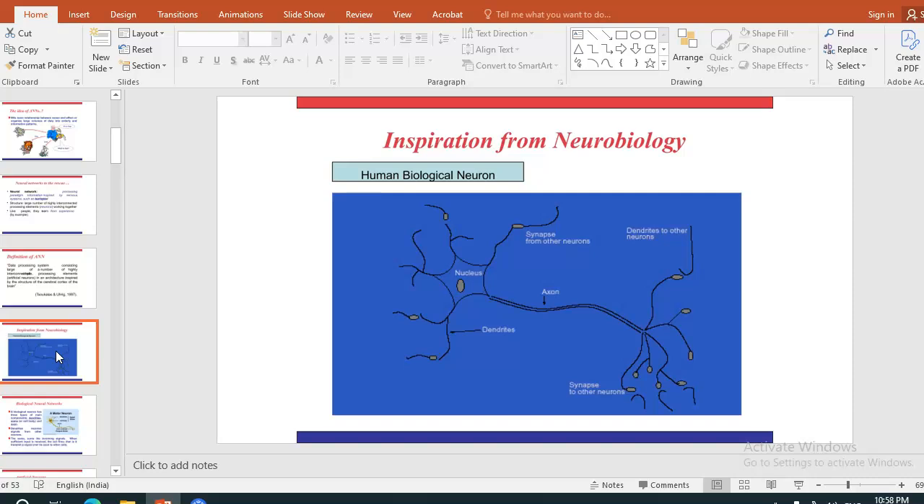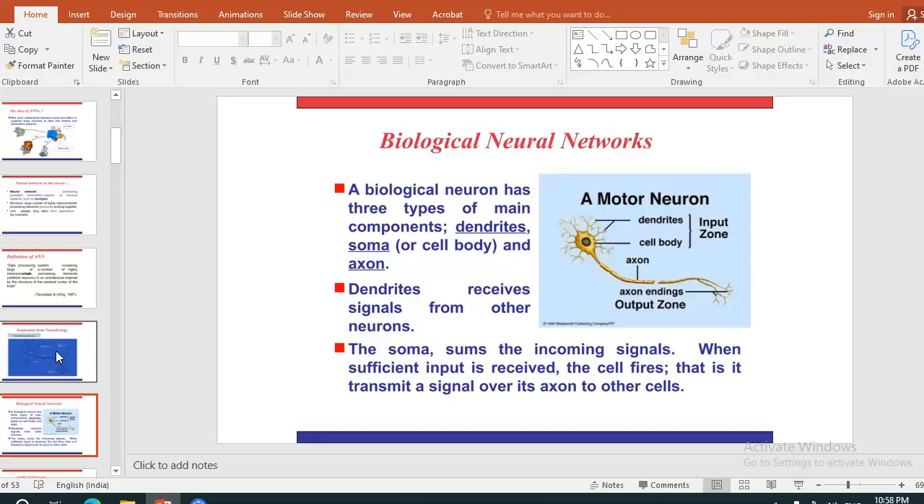In a similar manner, we have to construct the artificial neural network, which consists of an input unit, a processing unit, and an output unit. Based on this, we develop the AI model, which makes up an artificial neural network. So this is about the artificial neural network, and this is called a biological neural network. I already discussed it.